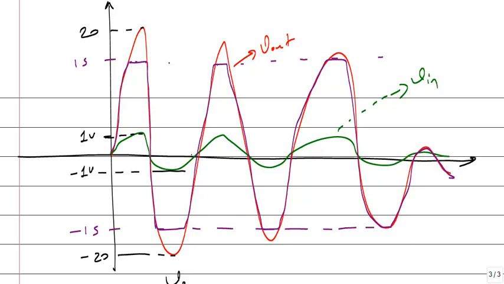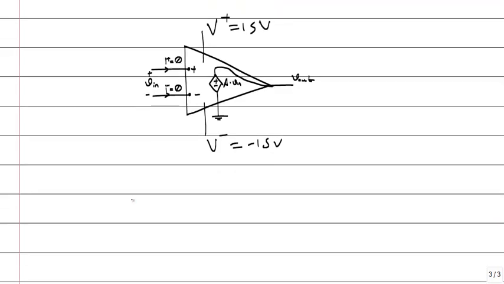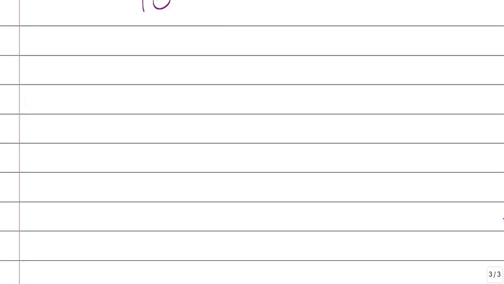And look at the values. Now the gain is 20. But real op-amps have a gain of approximately 1 million. So if you give 1 volt input, the output should be 1 million volts. It's impossible in practical applications.